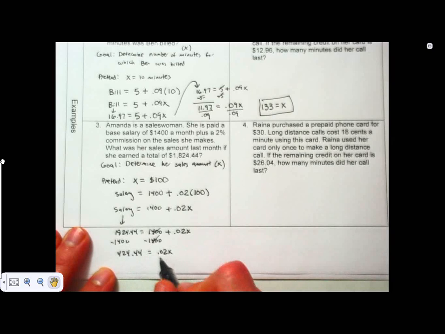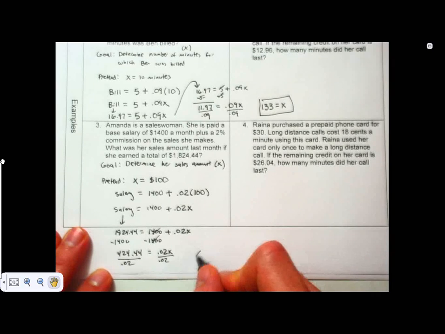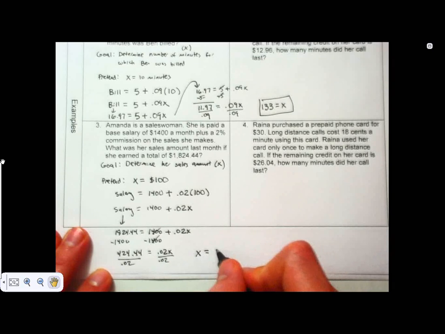So then if I divide both sides by 0.02, again, this is an exercise where they would give you a calculator. So it looks like the answer is going to be X equals 21222.